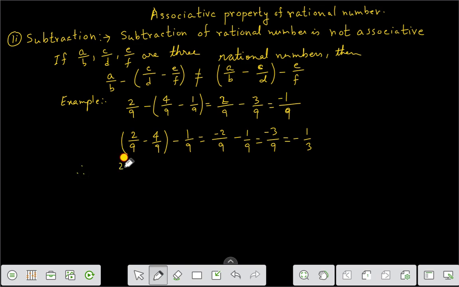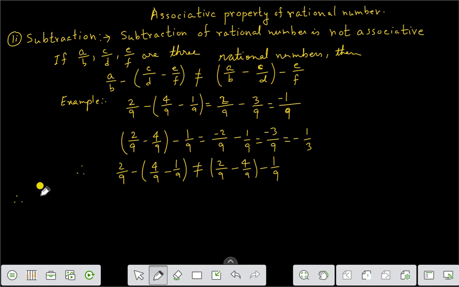Therefore, we can say that 2 by 9 minus in bracket 4 by 9 minus 1 by 9 is not equal to in bracket 2 by 9 minus 4 by 9 minus 1 by 9. You see the value is different. Value of this is minus 1 by 9, and value of this one is minus 1 by 3. Both the values are different, therefore these are not equal to one another. Therefore we can say that associative property is not true for subtraction of rational numbers.